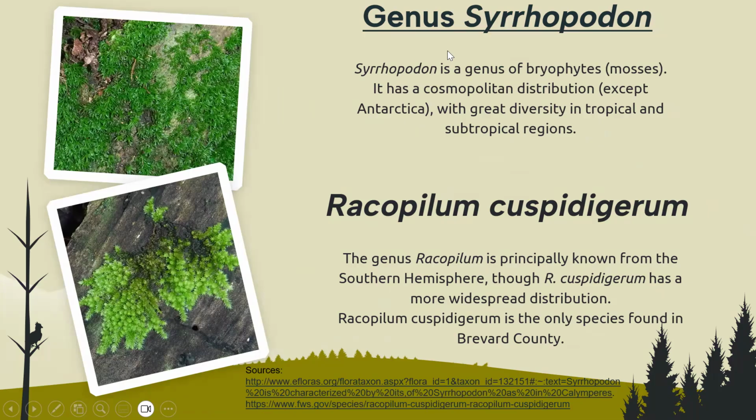The genus Cirriphyllum is a genus of mosses, and it has a cosmopolitan distribution except for Antarctica, with great diversity in the tropics.